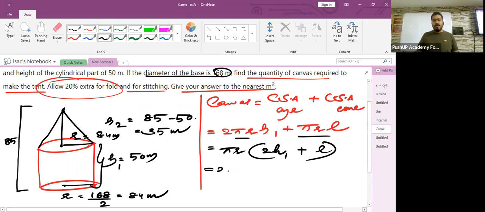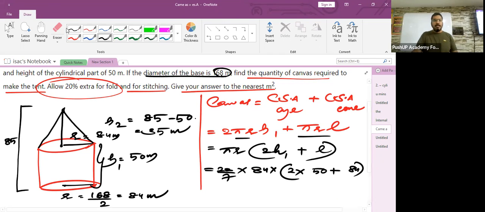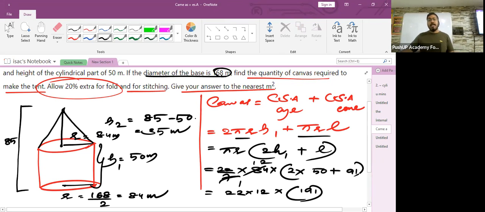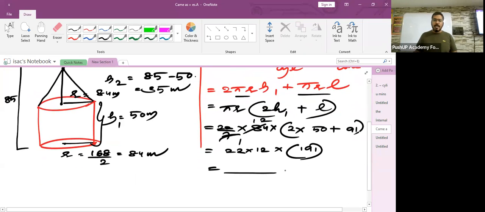Now we can substitute the values into this. 22 by 7 into, what is the radius? It's common for both. 84 into 2 into h1 is what? 50. Slant height is what? No, 91. All right, sorry. It's 91. Simplify. 7 ones are and 7 into 12s are, right? So 22 into 12 into 2 into 50 is 100, and 100 plus 91 is 191. So you have to multiply such big numbers and you will get the meter square, no? How much is it?